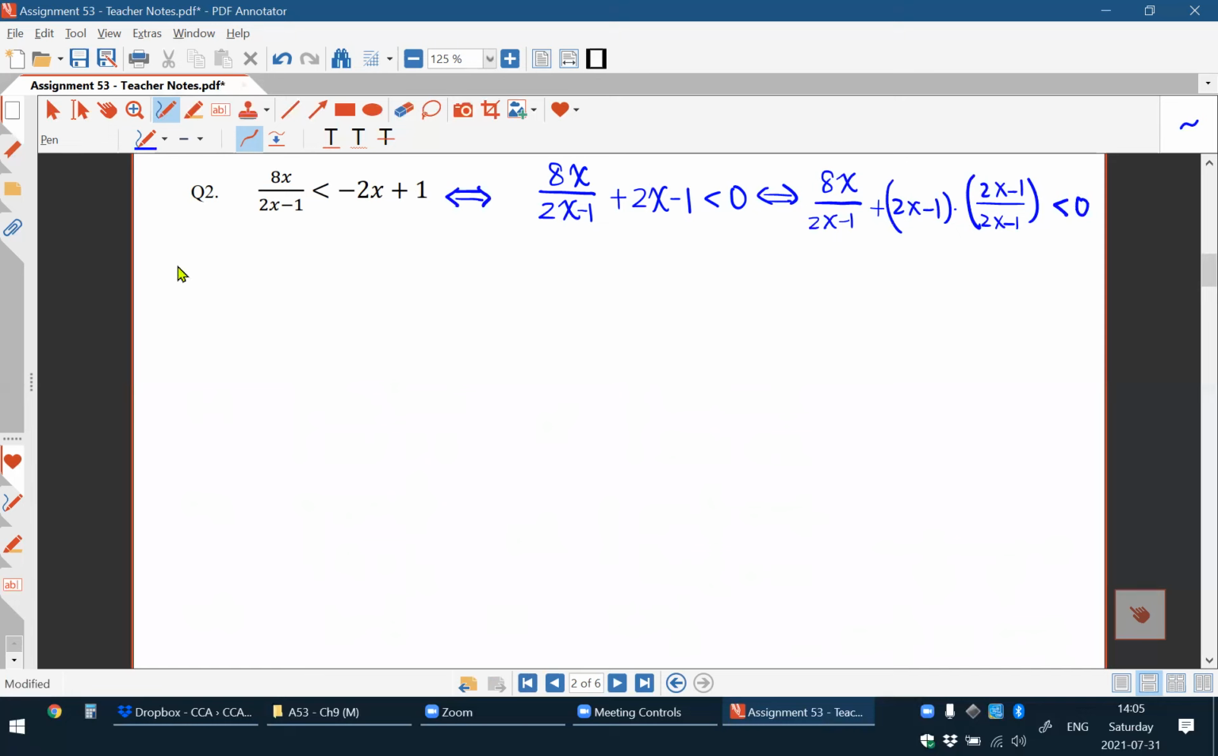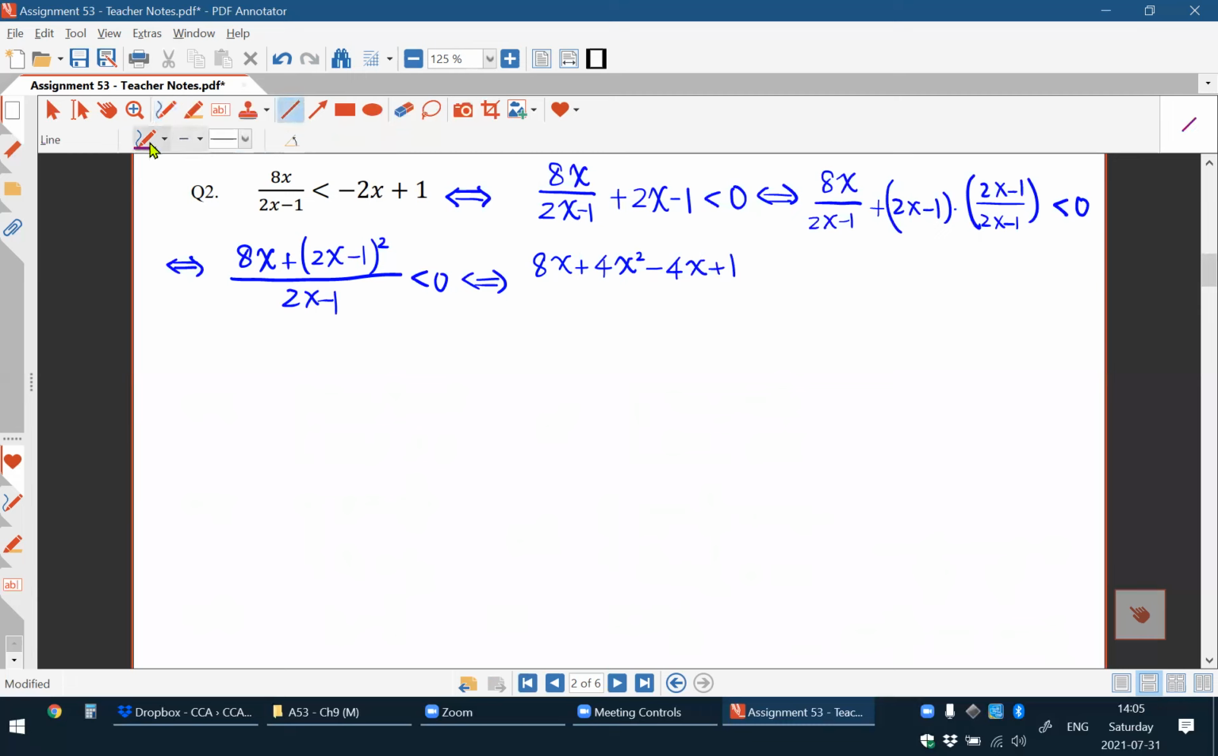And this should be less than zero. And this is equivalent to 8x plus (2x - 1) squared over 2x - 1, less than zero. And this is equivalent to 8x plus 4x squared minus 4x plus 1, divided by 2x - 1, and this should be less than zero, right? Okay, next step. 4x squared plus 4x plus 1 over 2x - 1.